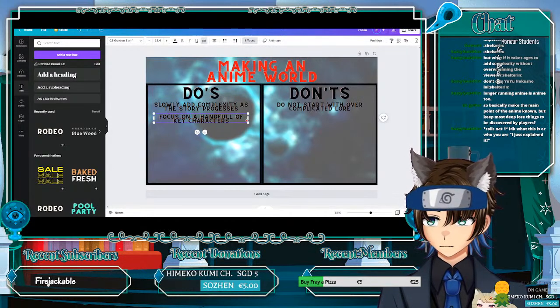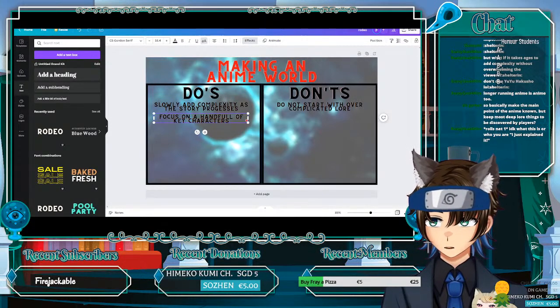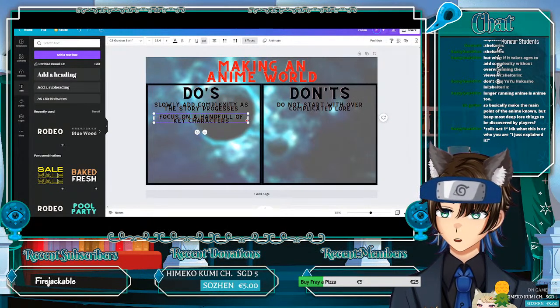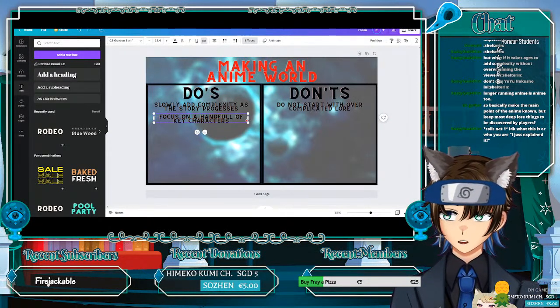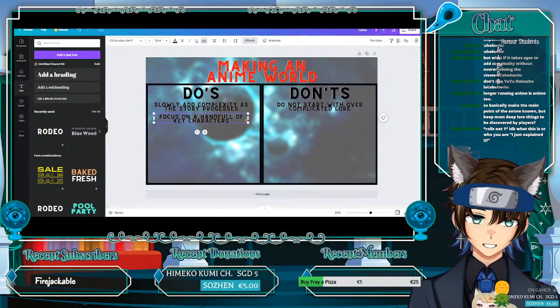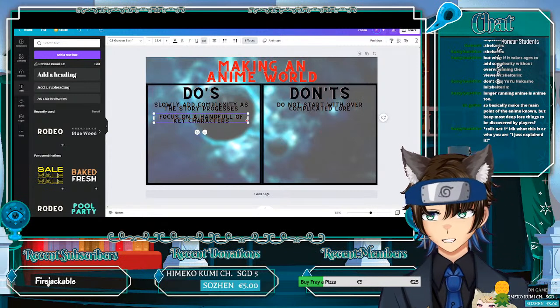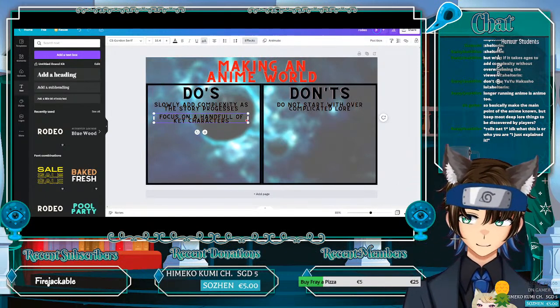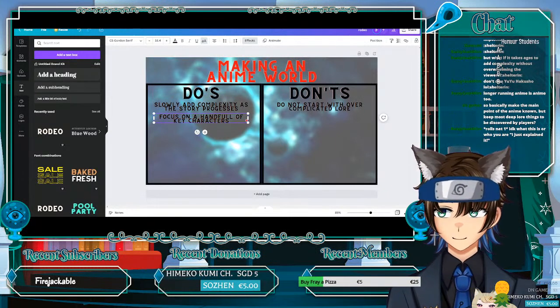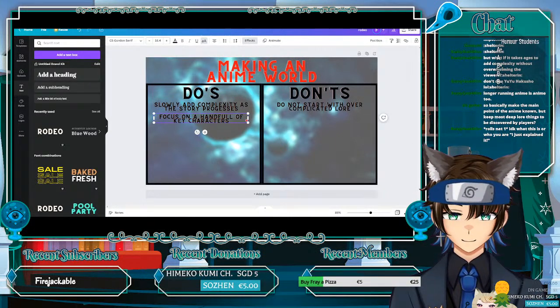So basically the main point of anime is to keep most of the deep lore to be discovered. The point is, at the start, the characters need to know what they're doing. They need to know what they're up against. They need to know what the plot is. It's not just a case of throwing them into the world. They need to understand their challenge. They need to understand what makes the world different.